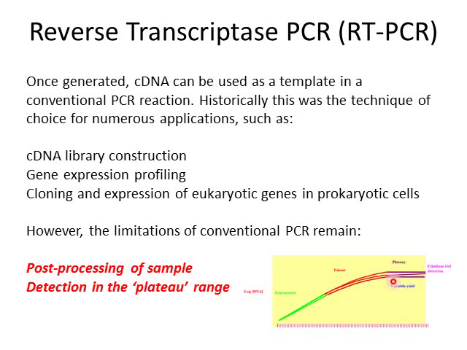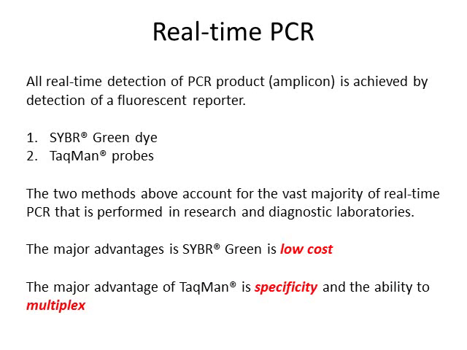And the variability that is there is difficult to quantify accurately. So real-time PCR differs massively in the respect that rather than detecting whether or not you have a PCR product at the end of the reaction, when looking at the plateau range, you actually detect whether or not you're getting PCR products throughout the reaction. So you're detecting during the exponential range of the PCR.